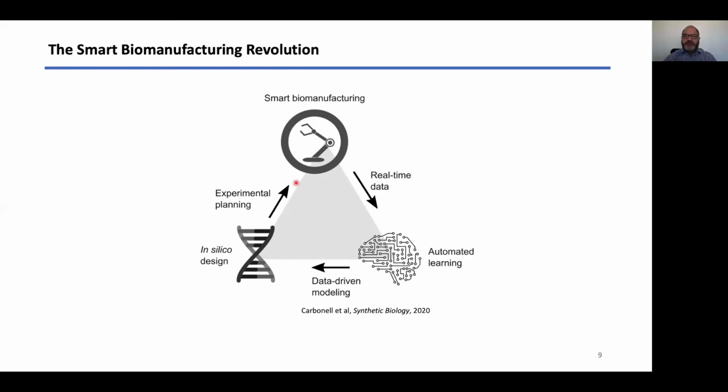factory, a plant, as a fully connected system that can be fully automated and is generating real-time data, which can then be processed by machine learning, and this information is then used to update our in silico design. So you can see here how all of these technologies are converging.